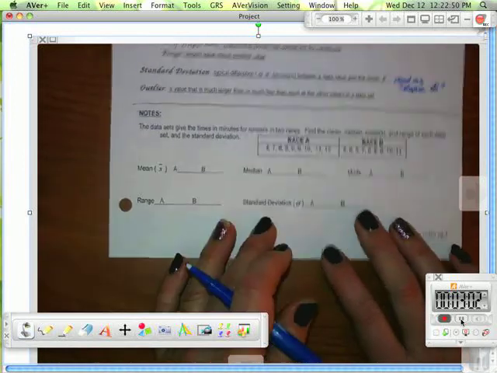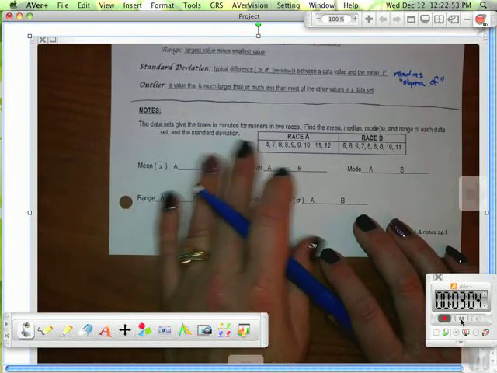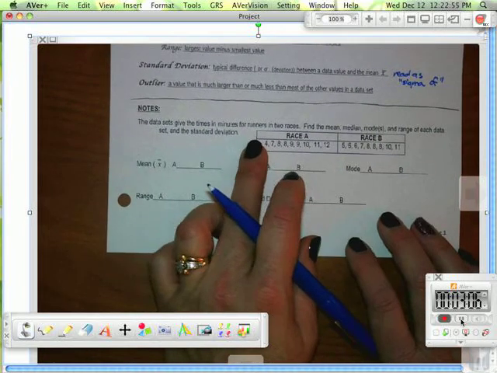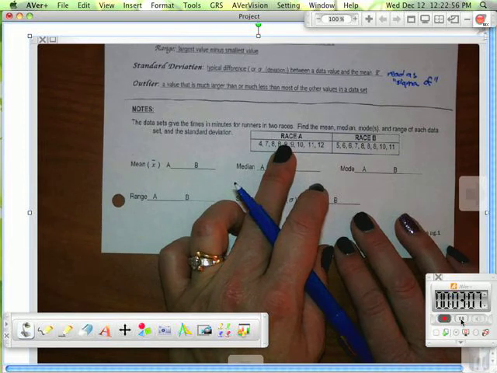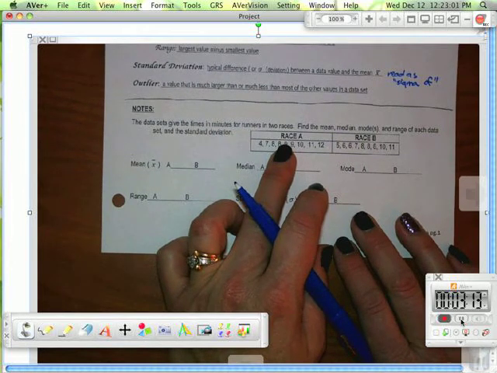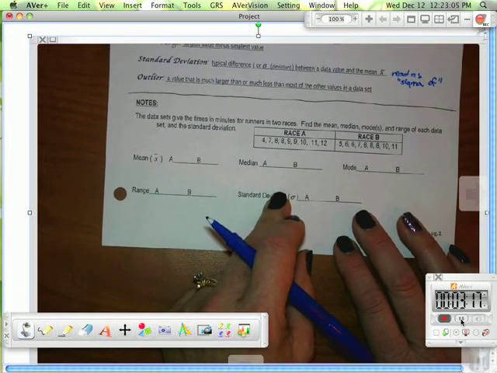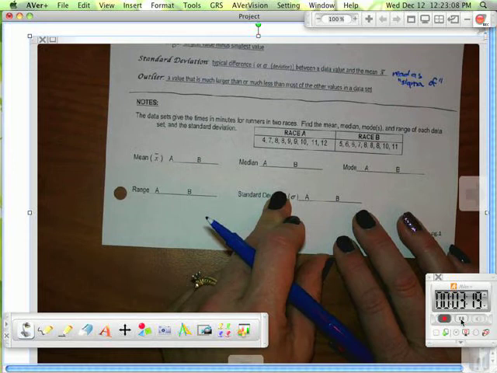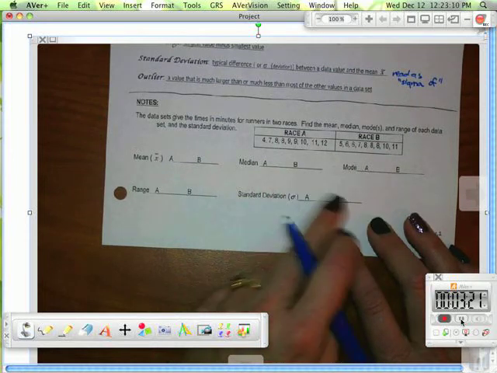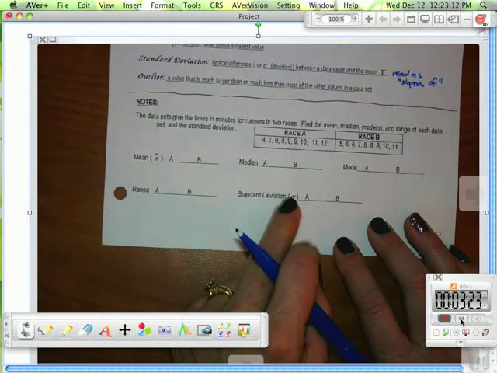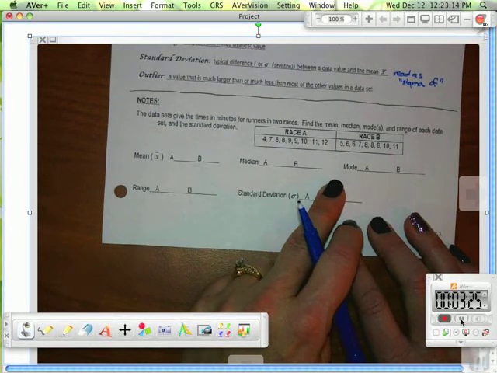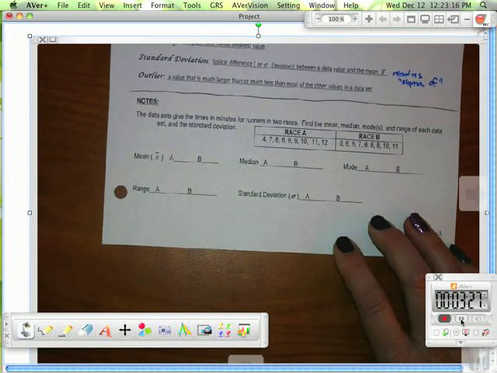The data set gives the times in minutes for runners in 2 races. Find the mean, median, mode or modes, sometimes there's more than one, and the range of each data set and the standard deviation. For most of this, I'm just going to have you do it right on the calculator. We are going to learn how to do standard deviation by hand as well, but for most of this, you can just put it all in the calculator by entering it as a list. So I'm going to go ahead and do that.